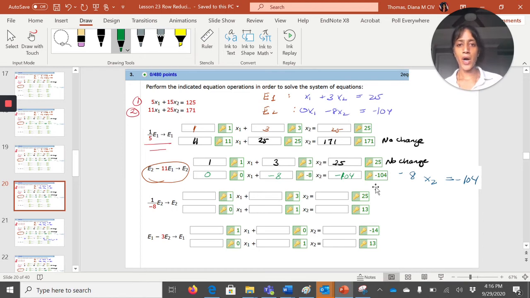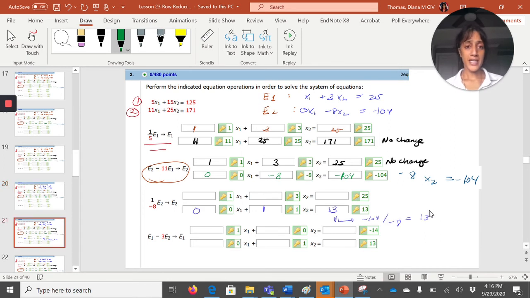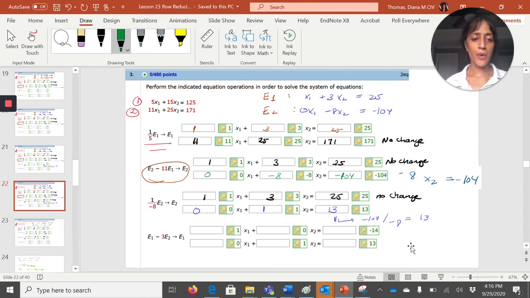Here's my new E1 and E2 in blue at the top. I'm now asked to take -1/8 E2 and make that my new E2. I'm not going to take another sheet to do this. If I multiply E2 through by -1/8, this 0 stays 0, this -8 becomes 1, and -104 divided by -8 becomes 13. My first equation remains unchanged because this tells you which row is changing.